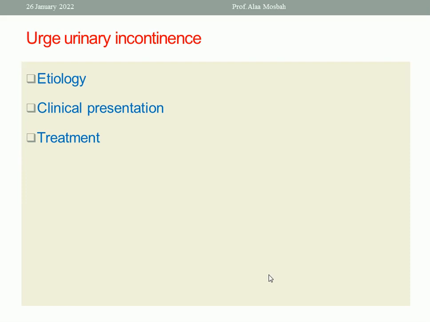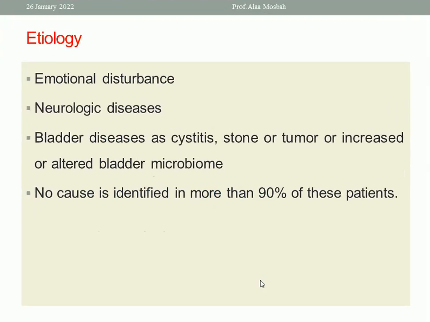Let us go to urge incontinence. What is the etiology? Maybe emotional disturbance, neurologic disease, or bladder disease like tumor, stone, cystitis, or increased or altered bladder microbiome. The bladder microbiome is bacteria present in the urinary bladder, as for many years it was suggested that the urine is sterile, while the GIT has normal inhabitant bacteria, and the vagina also has normal inhabitant bacteria like lactobacilli and so on.